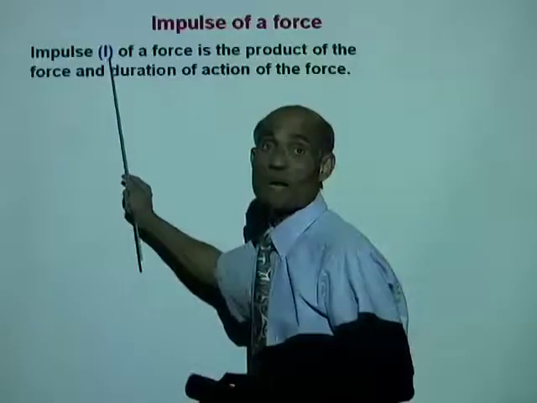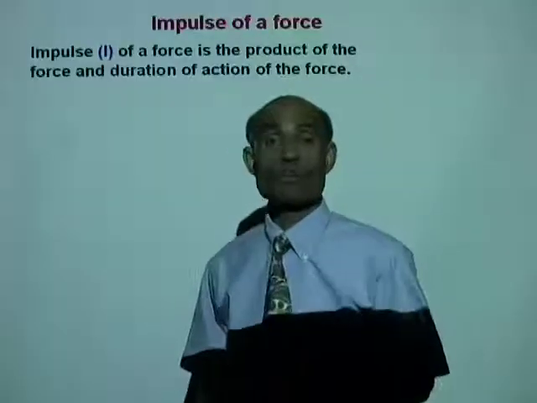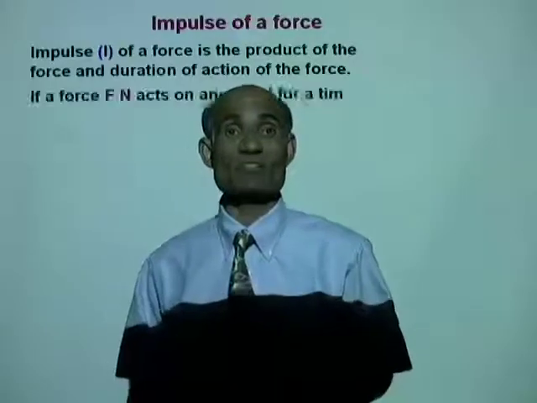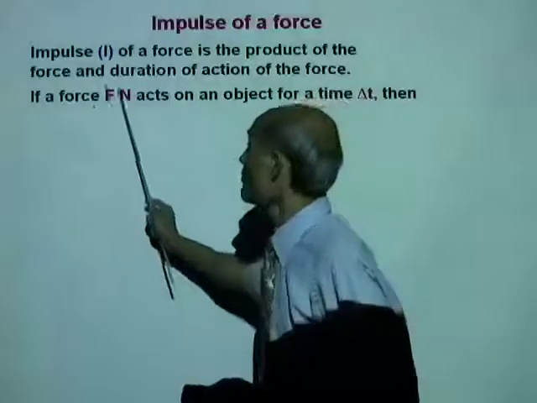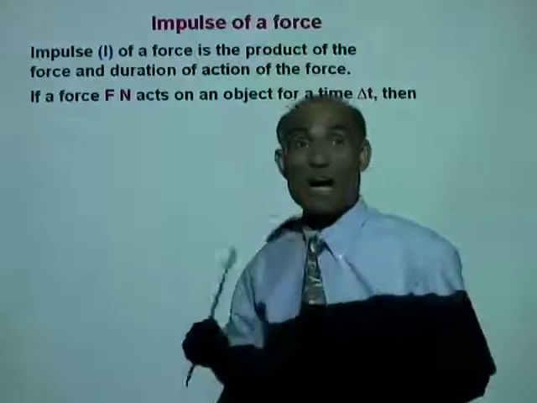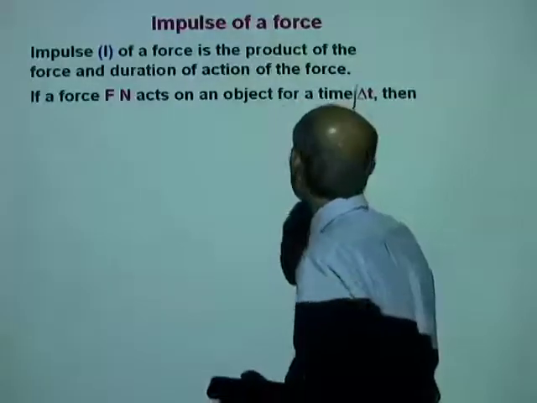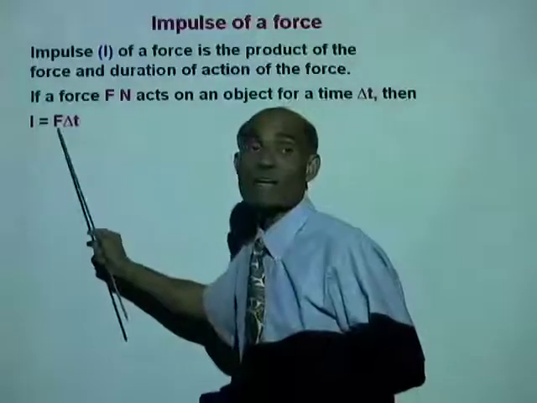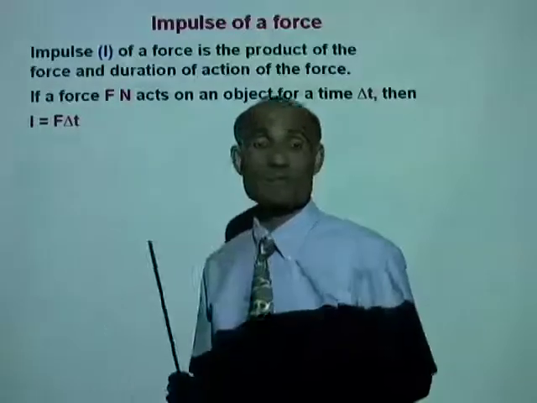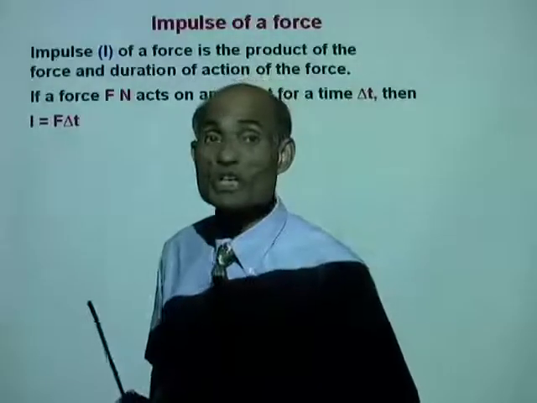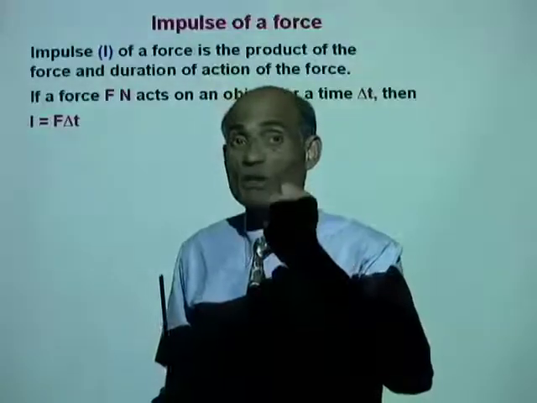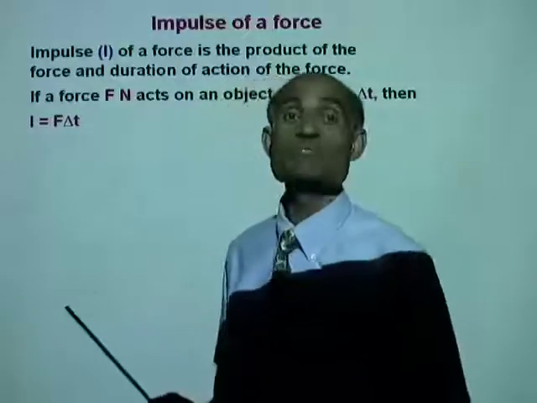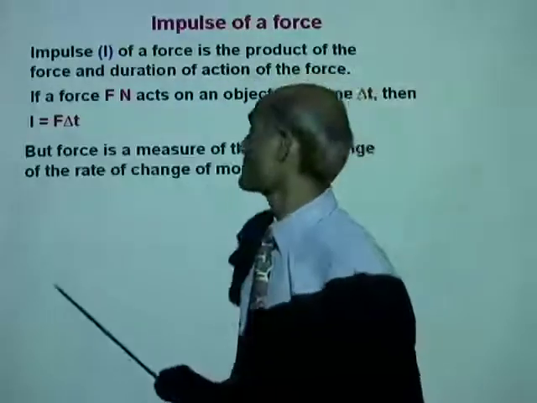Impulse, represented by uppercase I, of a force is the product of the force and the duration of action of the force. So if a force F newton acts for a period of time delta t, then impulse I equals force multiplied by delta t. So the quantity defined as the product of force and the duration of action of the force is what we call impulse of a force.